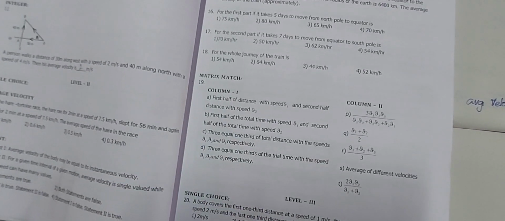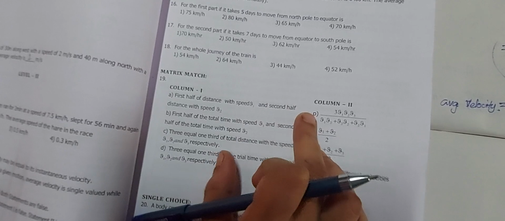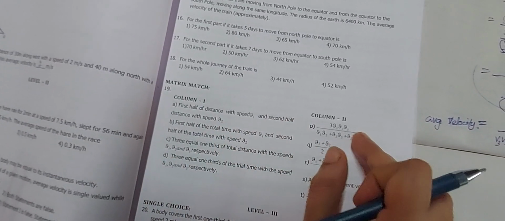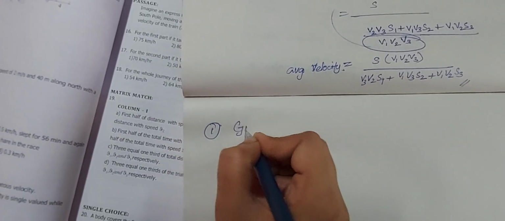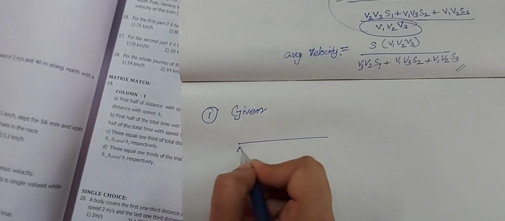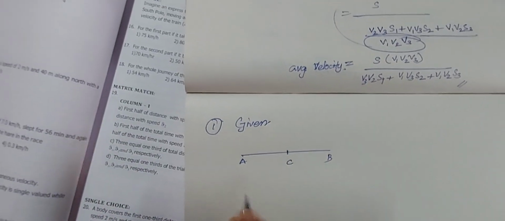Let me explain this. The problem gives the first half distance with V1 and the second half distance with V2. What we need to find is the average velocity. If I take the total distance as A to B, they have taken half of it, let it be C.